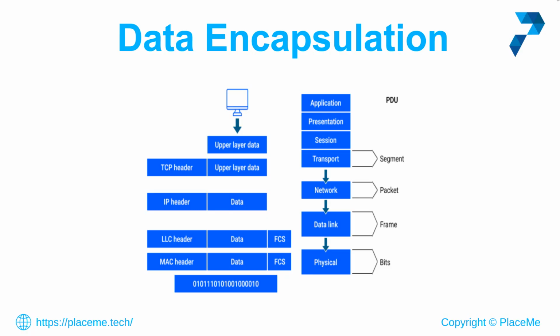Let's break it down according to the diagram. At the application layer, user data is generated. As it moves down the layers, headers like TCP/IP and MAC are added. Finally, at the physical layer, the data is converted into bits for transmission.